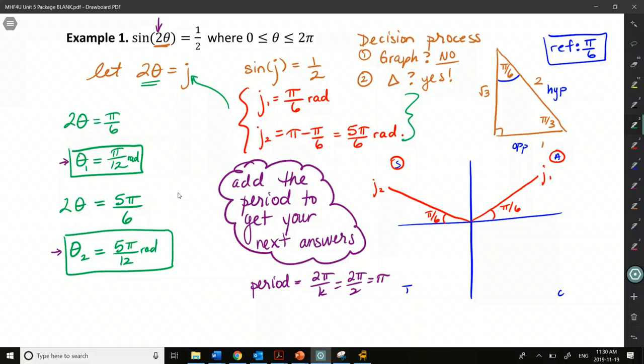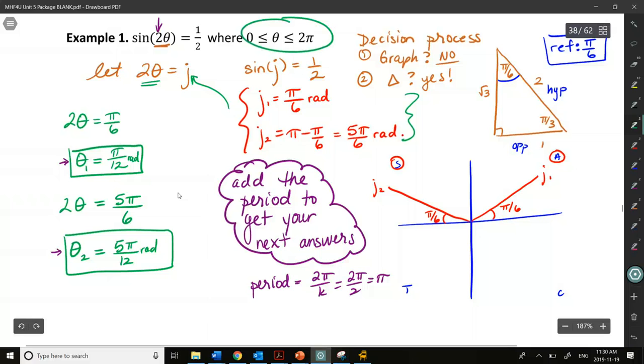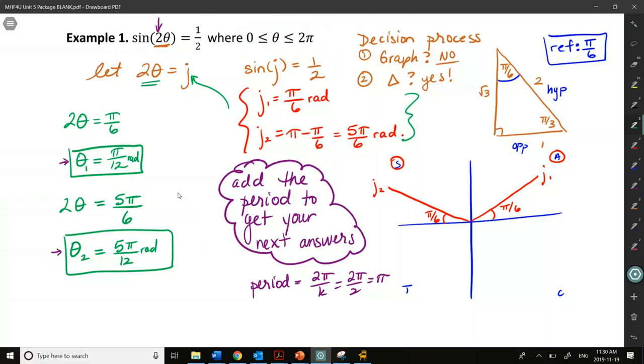Now if I keep adding pi and I get outside the range of 0 to 2 pi, that's also a good way to tell that you don't have any more answers, right? So you can keep adding pi, but it needs to stay within 0 to 2 pi if that's the range that your question gives. So if you're ever not sure, like, do I have more answers? Add pi again and just make sure you're still between 0 and 2 pi. That's another way you can do it.